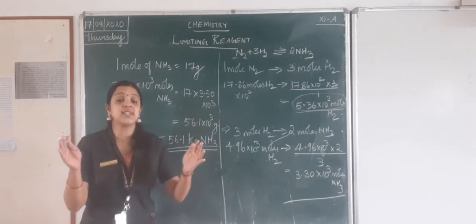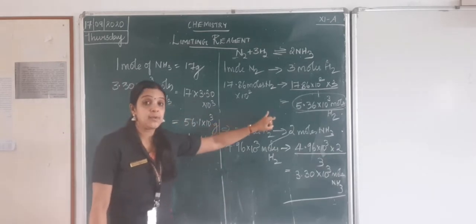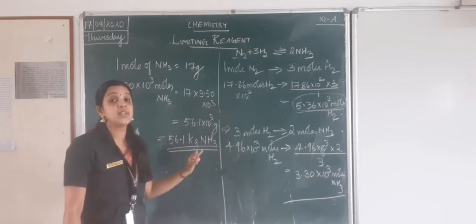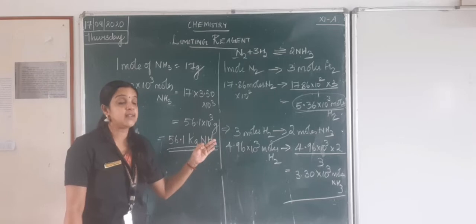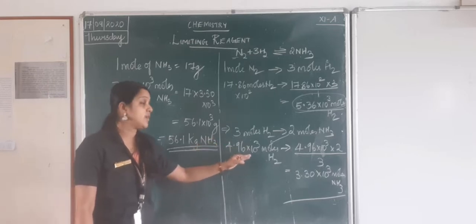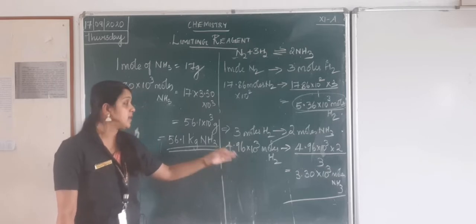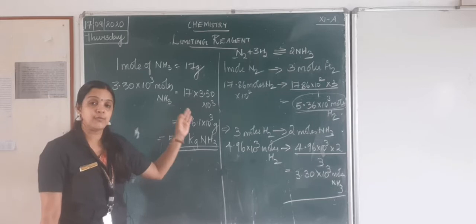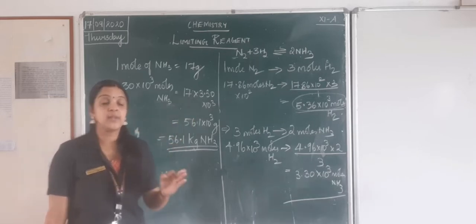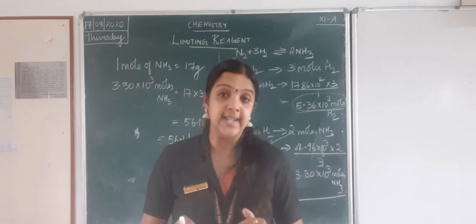When an equation is given, calculate the number of moles, find out the required number of moles, see which one is limited in the given question, identify the limiting reagent, then calculate the product formed. With the product formed, you will be able to calculate the amount of the product which has been formed in the reaction. You are able to understand, children? This is with respect to the limiting reagent.